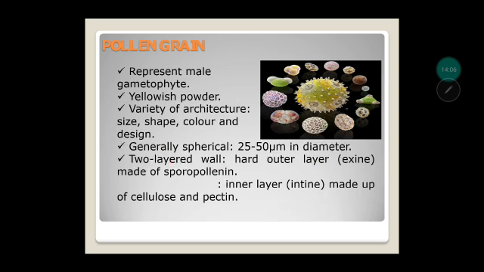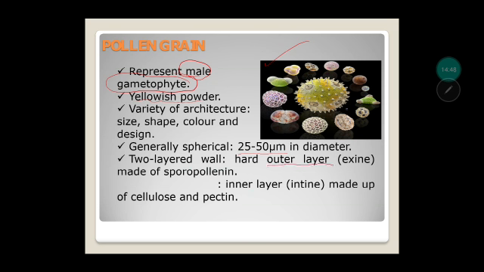All right. Now let us look at what exactly a pollen grain is. Pollen grain represents a male gametophyte. Okay, it is the male reproductive structure, it is a yellowish powder, and the variety of architecture is amazing. You can see in this picture the variety of pollen, with different size, shape, color and design. All right, and this is due to the presence of an external cell wall. Generally it is spherical in shape and the diameter varies from 25 to 50 micrometers, and it has a 2-layered wall.